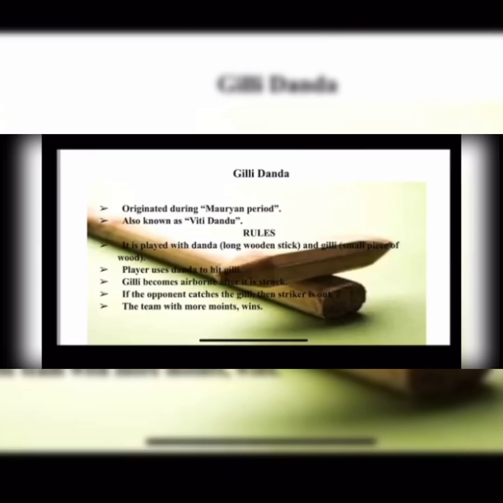Coming to the next game, known as Gilli Danda. It's said to have originated during the Mauryan period. Gilli Danda is played with two pieces of equipment: Danda being a long wooden stick and Gilli, a small oval-shaped piece of wood. The player uses Danda to hit Gilli. If the striker fails to hit the Gilli in 3 tries, then the striker is out. The team with the highest points wins the game.